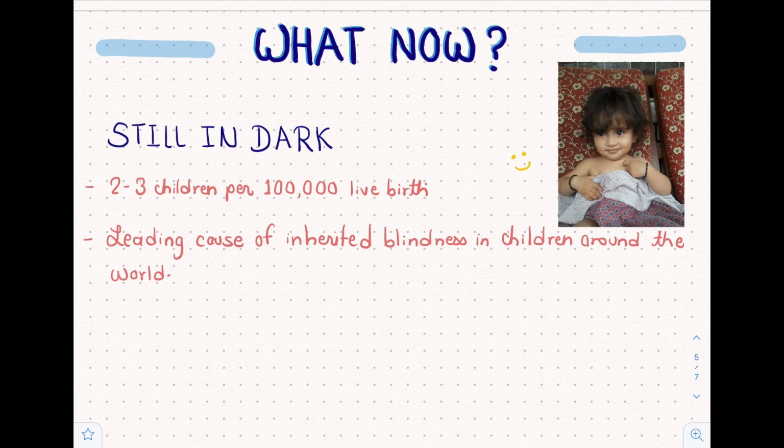However, not everyone is this lucky. Leber congenital amaurosis still continues to affect 2 to 3 children per 100,000 live births and still is the leading cause of inherited blindness in children around the world. So we still have so much work left to do in combating this disease.